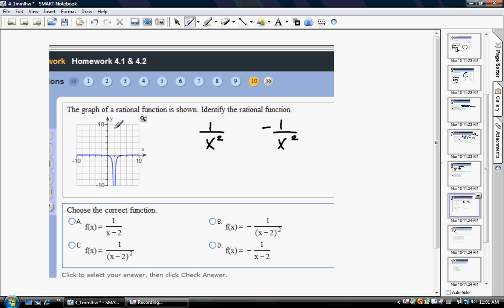And then there's also a shift, right? It shifted, it looks like, to the right by 2 units. And so that means our denominator is going to be affected by shifting it right 2 units. So we should be looking for part B.